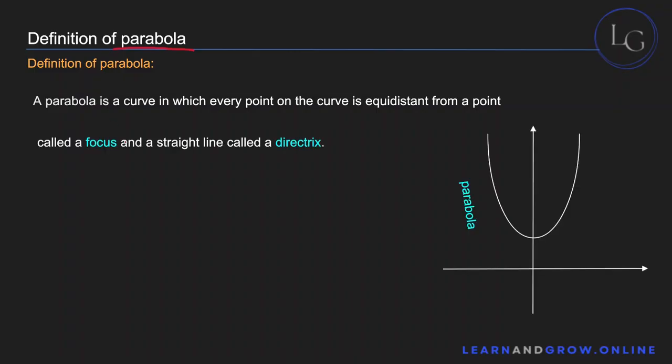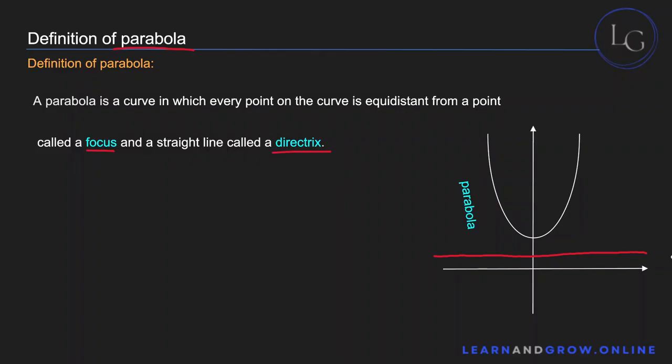So a parabola is a curve in which every point on the curve is equidistant from a point called a focus and a straight line called a directrix. Now let's see what a directrix is first. A directrix is any line that is parallel to the x-axis, right? Now let's say you draw this line over here parallel to the x-axis, right?